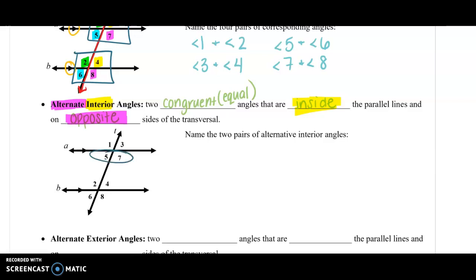So inside the parallel lines would be these 4 angles right there, right? They are inside the 2 parallel lines. So name the 2 pairs of alternate interior angles. We're down to just 5, 7, 2, and 4, but then we also need to remember that they are the ones on the opposite sides of each other. So angle 5 and angle 4 are inside the parallel lines on opposite sides of each other. So angle 5 would be congruent to angle 4, or equal to angle 4.